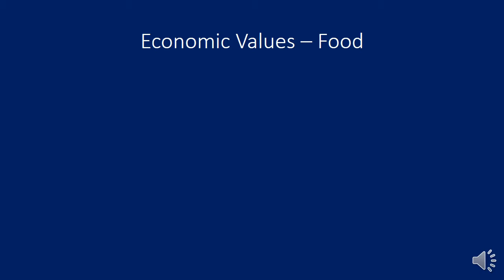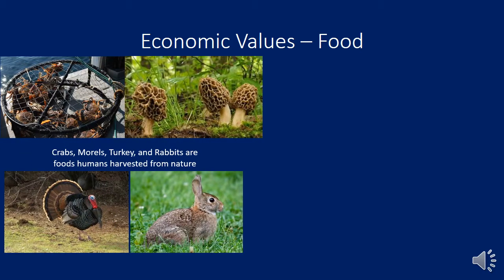So the first are economic values, and we're going to go through different forms of economic values people place. So the first is food, right? If you're from Eastern Kentucky, you may hunt morels in the springtime. It's real common. Or if you're on the Atlantic coast, you might go crabbing and catch some blue crabs. You might go turkey hunting in the spring or go rabbit hunting in the fall. All these things are food, right?